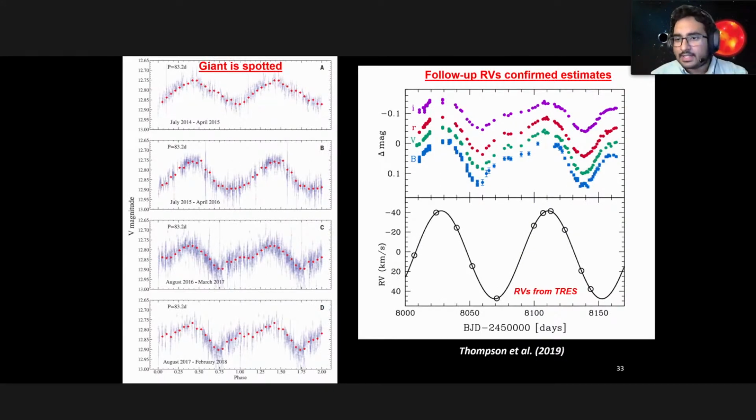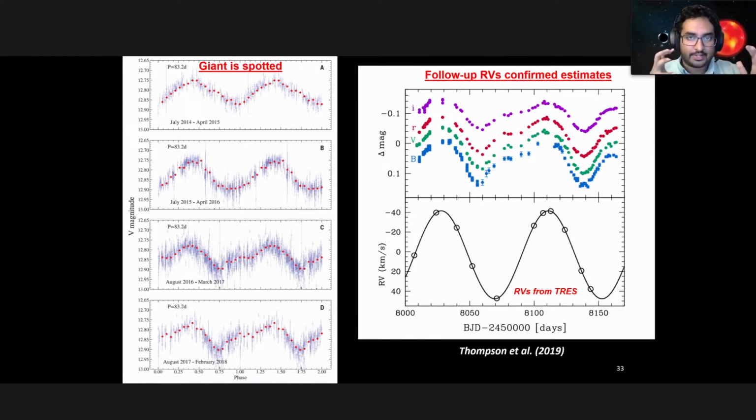The ASAS-SN light curves at that time had a baseline of about 4 years. We looked at the evolution of the red giant's light curve shown on the left figure and noticed some variations in the overall shape of the light curve over the ASAS-SN baseline. Each panel corresponds to a period of about 1 year. This kind of photometric variability is very typical of spotted stars and is caused by the evolution of the spots on the giant's surface.